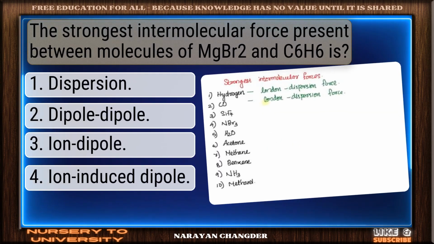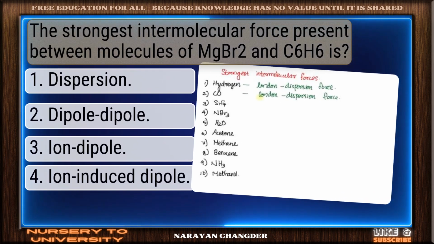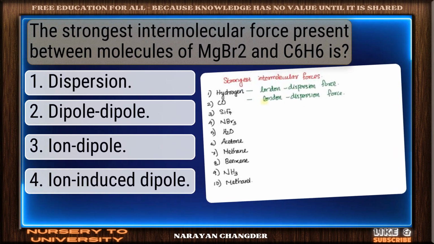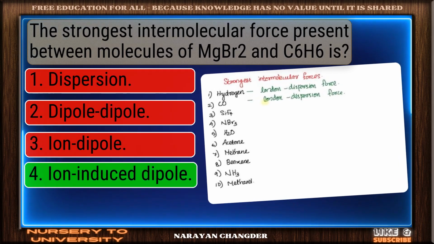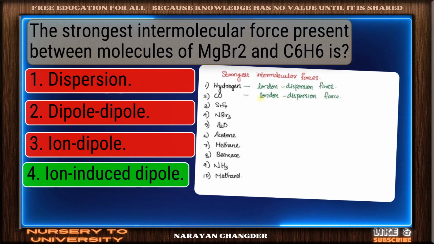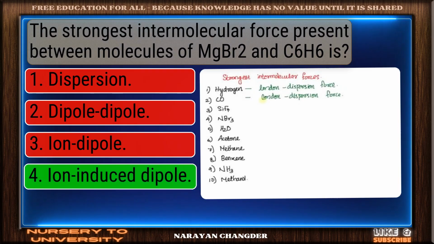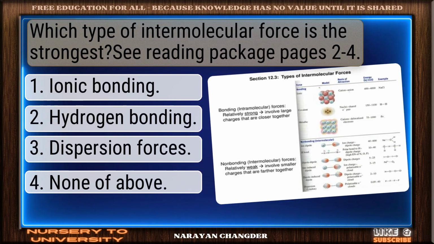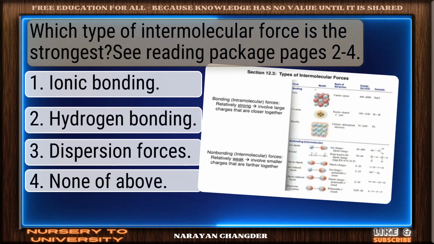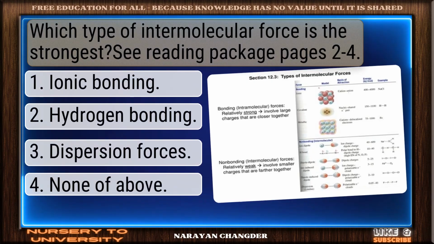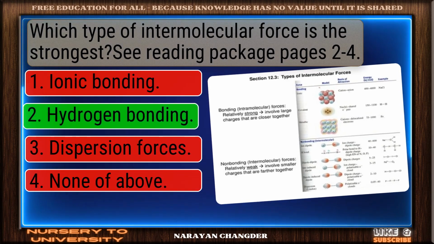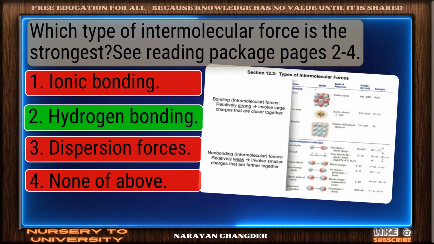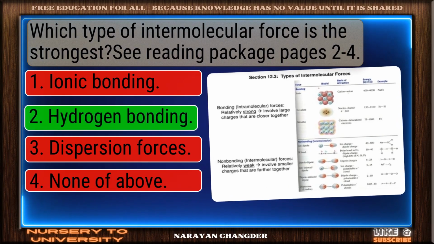The strongest intermolecular force present between molecules of MgBr2 and C6H6 is? Well reasoned. Ion-induced dipole is the correct choice. Which type of intermolecular force is the strongest? See reading package pages 2-4. Nicely done. Hydrogen bonding is a solid answer.